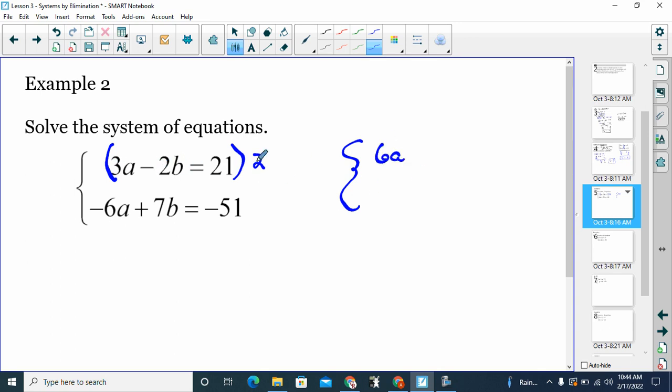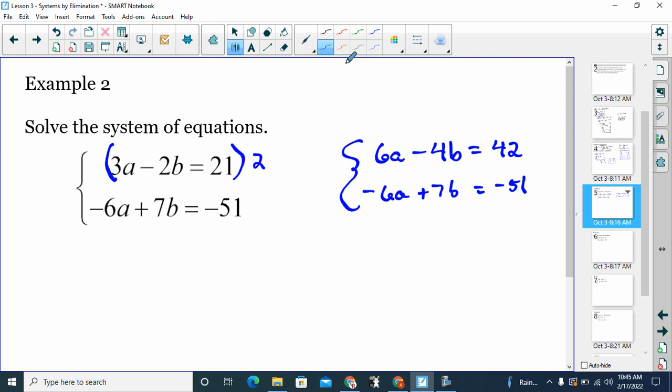Negative 2b times 2 is negative 4b. And don't forget to multiply 21 times 2, giving us 42. So I multiplied this whole top equation by 2. The bottom equation, I didn't change at all. It stays exactly the same. Negative 6a plus 7b equals negative 51.